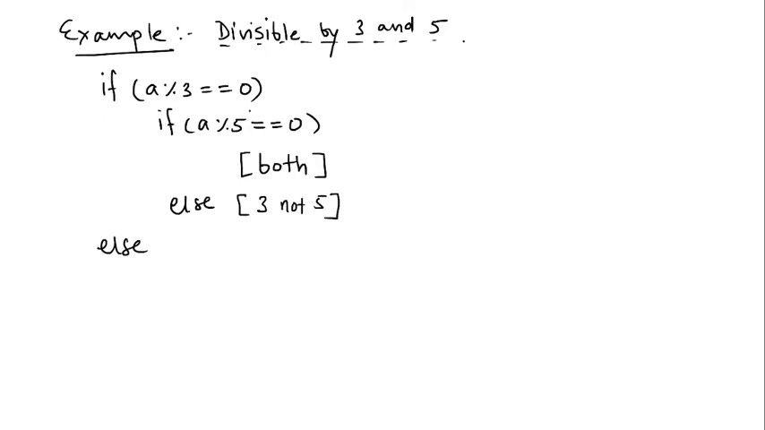Now when I go to the else part, this else belongs to this if. That means a mod 3 itself is not 0. So a is not divisible by 3. But once you go to this else, this if else is skipped. So I have no knowledge about 5 now. So I need to do that checking again in the else part. If a mod 5 is equal to 0. You might be wondering, we are doing the same thing again. But this is a different scenario and this is a different scenario.